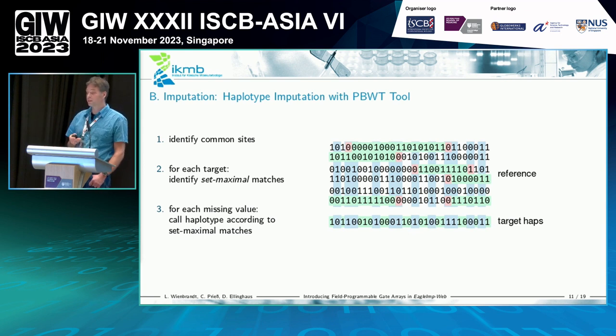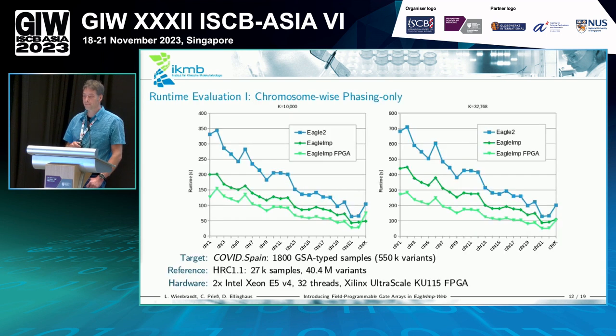The second part is still the imputation. I don't go into detail here because of time. We just see the runtime evaluation now. This is only the phasing part, without reading data, writing data, or imputation. I put it chromosome-wise, and it's for an example data set of 1,800 samples.